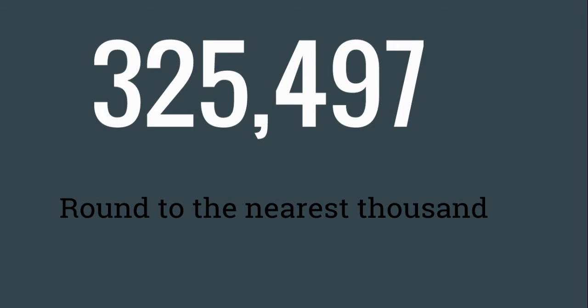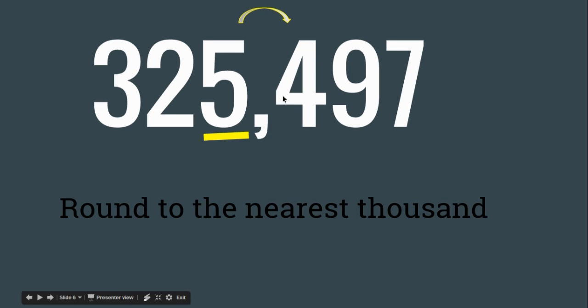Let's try this number, 325,497. We're going to round to the nearest thousand. Which digit is in the thousands place? If you said the 5, you are correct. So we're going to look next door now. We follow the arrow, we look next door. To the right, we have a 4.